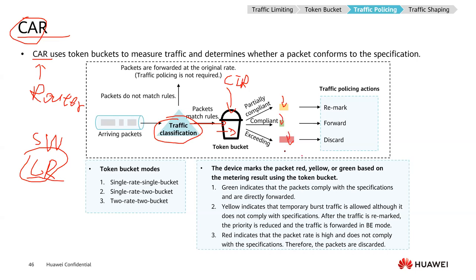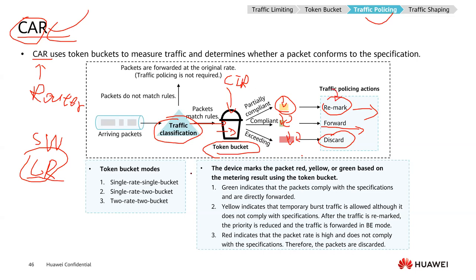By default, if the token bucket colors your packet red, the traffic policing, the CAR, these tools will drop it, will discard the packet. If the token bucket colors your traffic green, by default it will forward. And yellow, it will remark and forward.